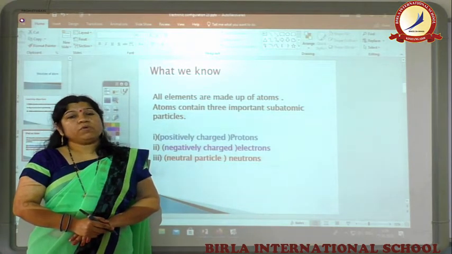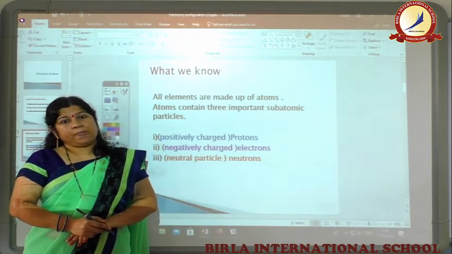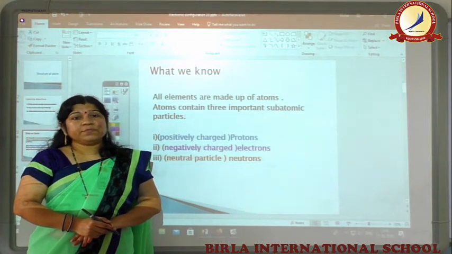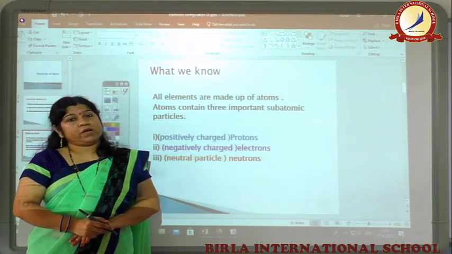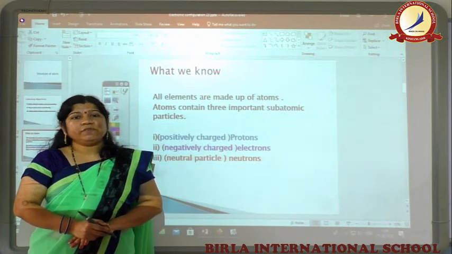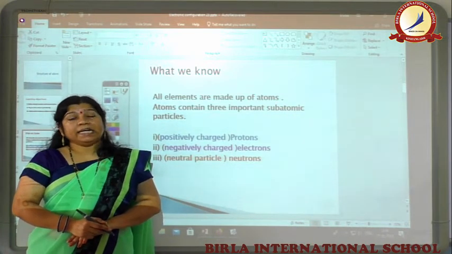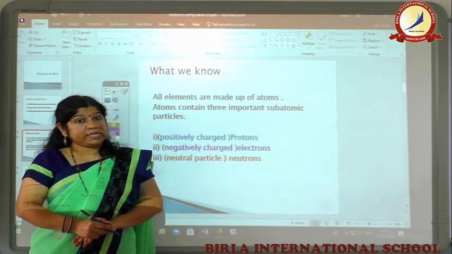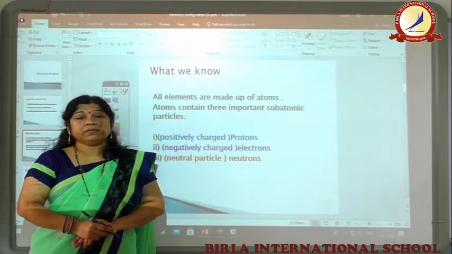We already know that all elements are made up of atoms, and atoms are comprised of three important subatomic particles: the positively charged protons, the negatively charged electrons, and the particles which do not carry any charge, that is the neutrons.